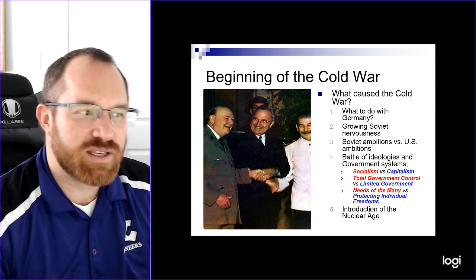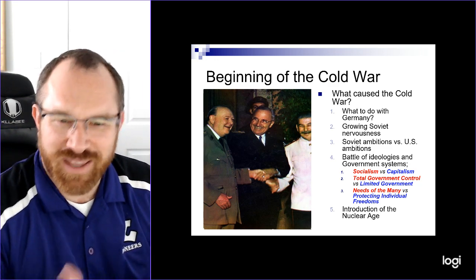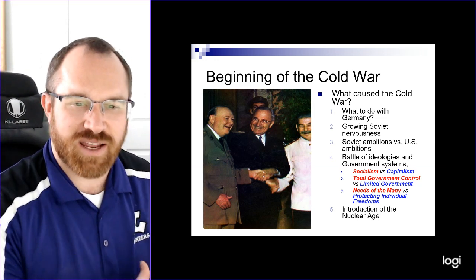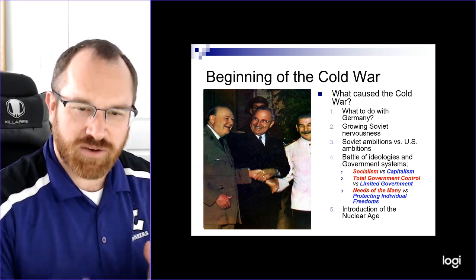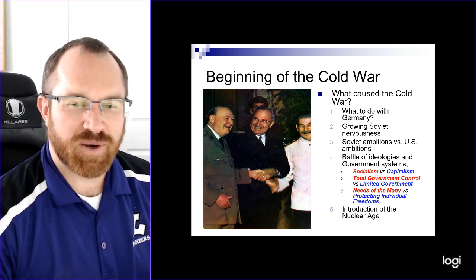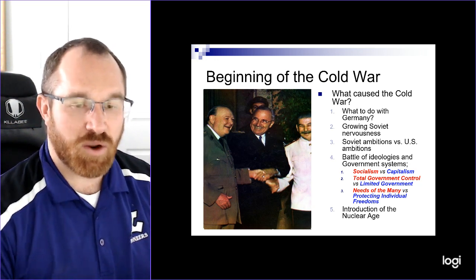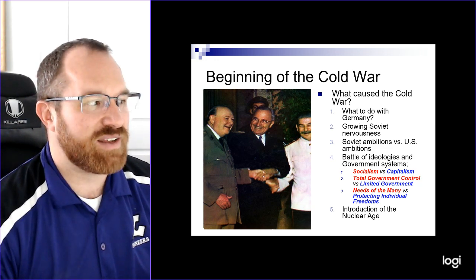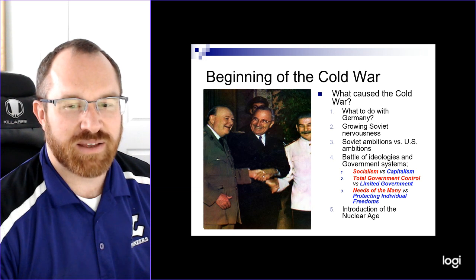Number 2 on the list, growing Soviet nervousness. I actually explained that in the last slide. This idea that the Soviets feel like the West is out to get them. When I say the West, mainly NATO nations like United States, Great Britain, and France. That, maybe the enemies of Japan and Germany are out there, but Joseph Stalin rightly believed that the Western nations also viewed him as kind of a world threat.